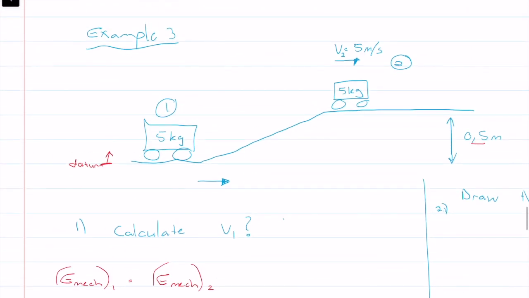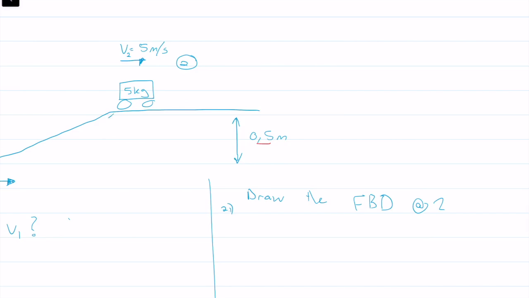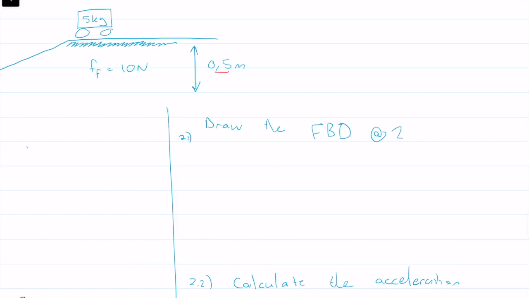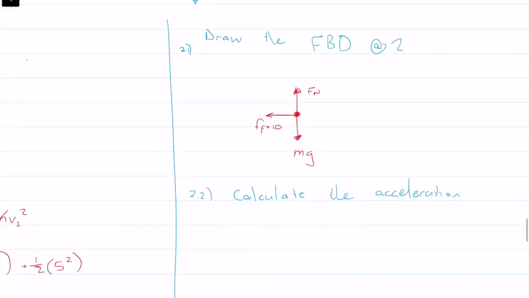Okay, then the next part of the question basically says that we introduce some kind of friction at the top of the slope. Okay, so we have force friction, which is equal to 10 newtons. Okay, and we're told to draw the free body diagram at position 2. Okay, so we have our 5 kilogram point mass right there, and we know we're going to have mg acting downwards, and we know we're going to have the normal force acting upwards, and we're going to have this force friction acting to the left.